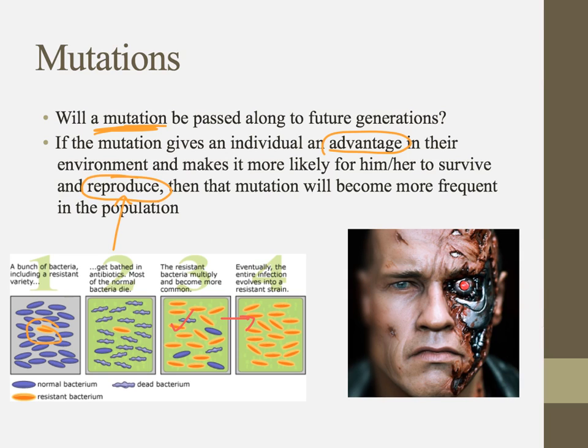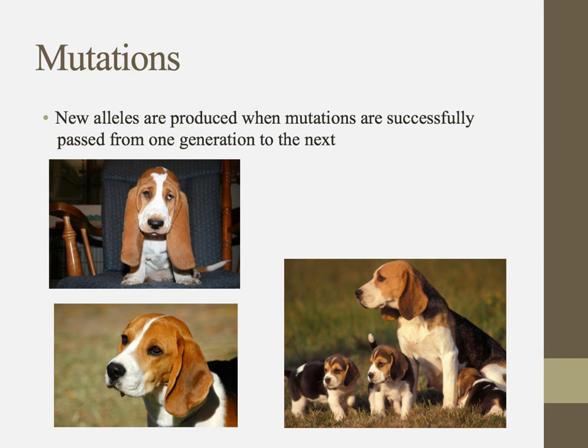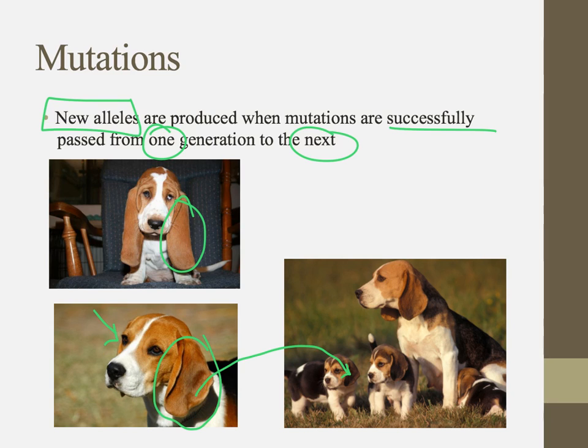Or if you have some kind of a mutation that makes you super sexy to all of the opposite sex, then you're more likely to reproduce and pass along those genes. So that's one of the ways that we can tell if they're going to become more prevalent. Now, when these mutations are successfully passed from one generation to the next, that's how we get a new allele. So let's say there's a mutation that turns ordinarily long ears into cute new short ears, and those short ears give an individual a greater chance of surviving and then reproducing. When that mutation gets passed down to future generations, that's how we get new alleles.